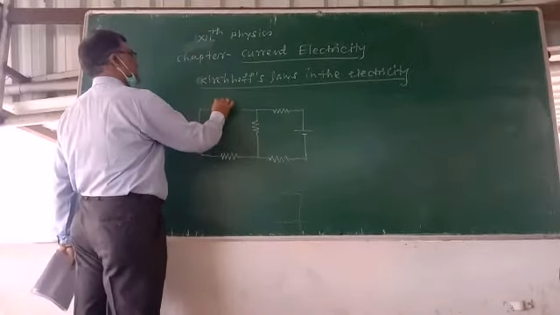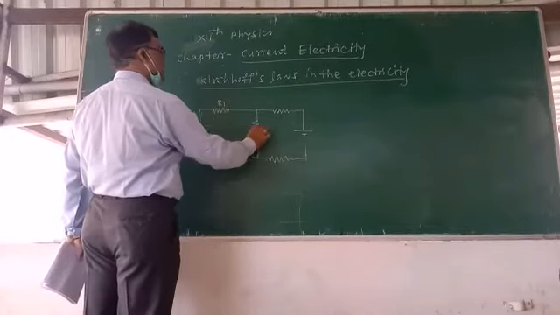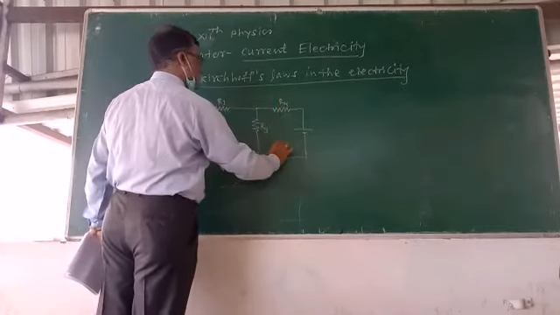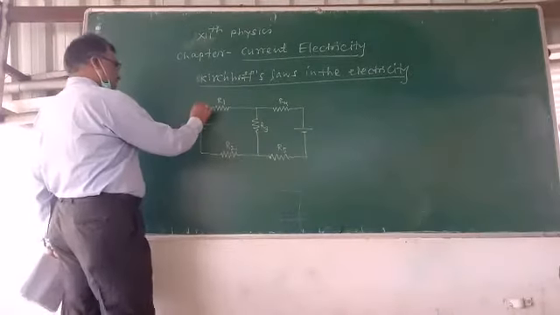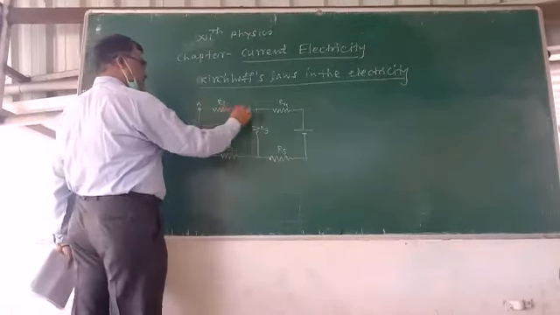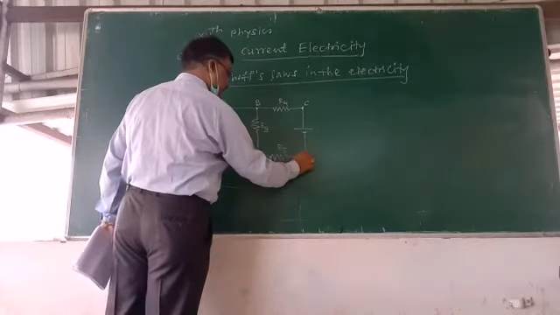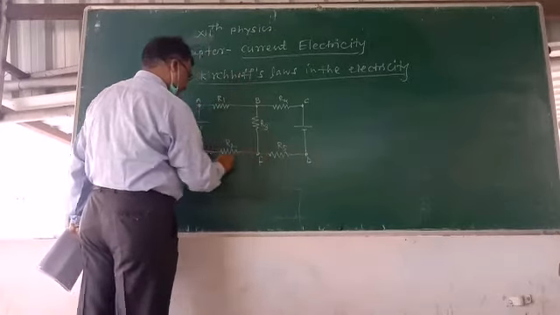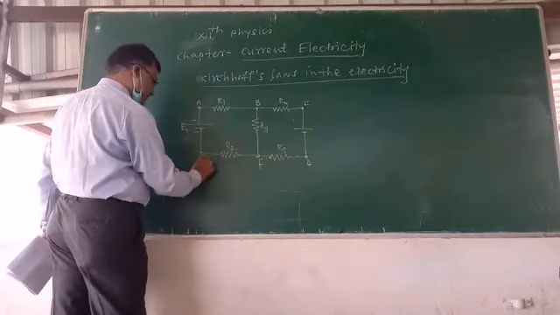Suppose that this is the resistance R1. This is the resistance R2. This is the resistance R3. This is the resistance R4. And this is the resistance R5. Suppose that this is point A, this is point B, this is point C, this is point D, and this is point F, and this is point G.